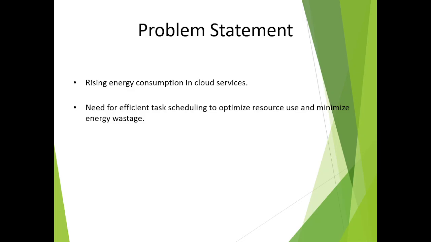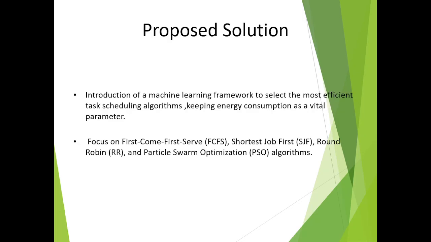The problem statement speaks for itself: rising energy consumption is always prevalent in cloud services, so the need rises for efficient task scheduling to optimize resource use and minimize energy wastage. We've used four different algorithms for task scheduling: first come first serve, shortest job first, round robin, and particle swarm optimization.